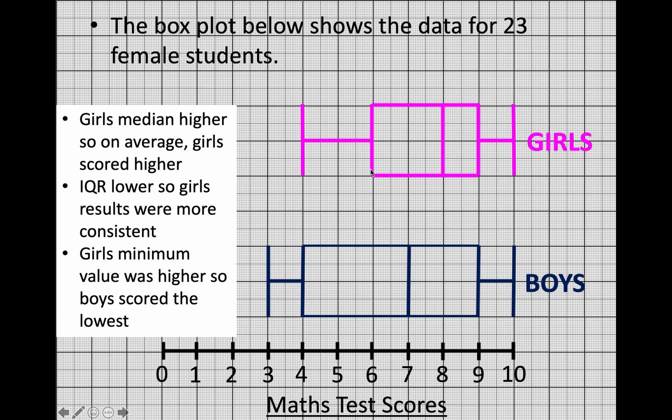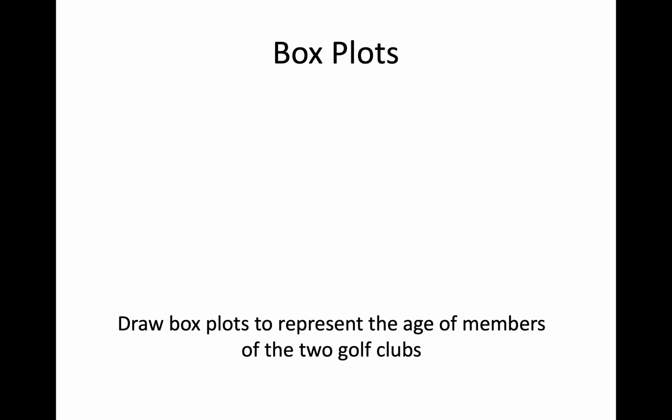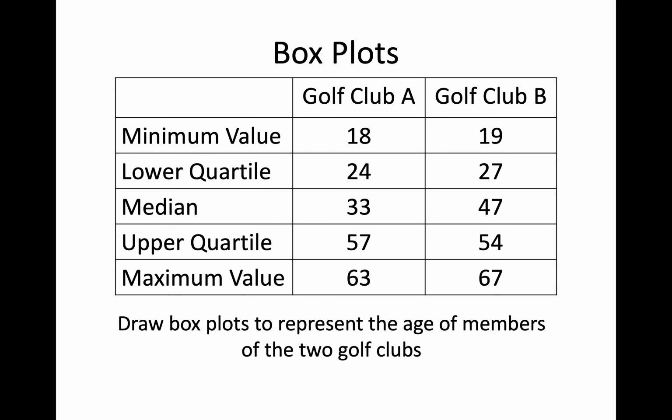A quarter of the girls got less than 6 marks. Okay. Whereas here, half the boys got less than 7. So 3/4 of the girls got more than 6. Over half the girls got over 8. So overall, girls were more consistent and did better. I hope this has helped.